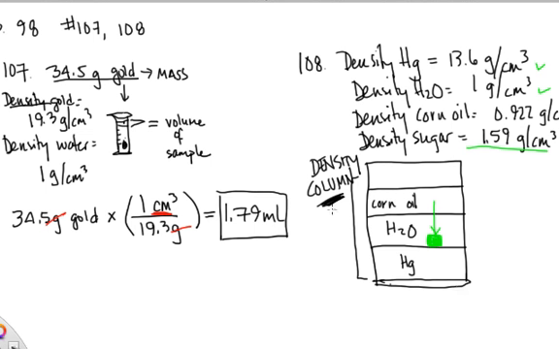So there's a density column. Remember that all liquids will arrange themselves from most dense to least dense. If we drop solids in there, we can find out the relative density of the solid by its position within that density column. Or if we know the density of the solid, we could predict where it would end up in that density column.